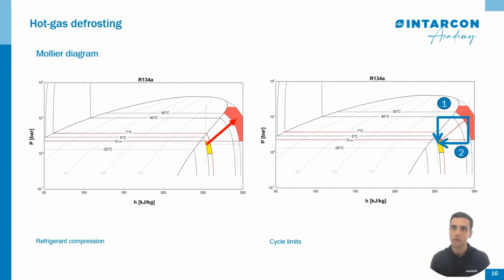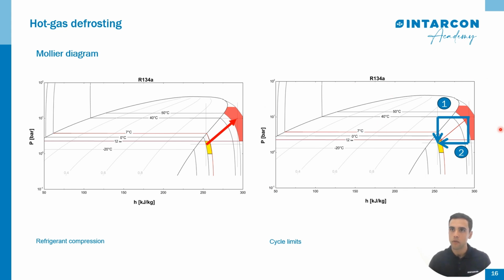From a point in the suction area, the compressor compresses the gas to a point in the discharge area. This process is illustrated in the figure below. From the suction zone, the gas is sucked in and compressed by the compressor, increasing its pressure and temperature. The compressed gas reaches a point in the discharge zone where the heat required for defrost is released.